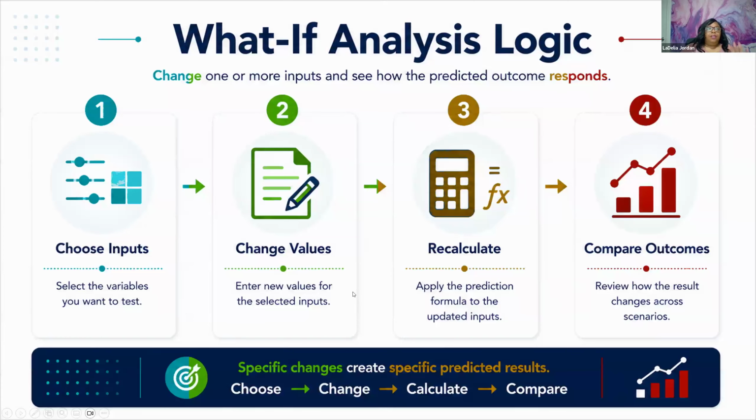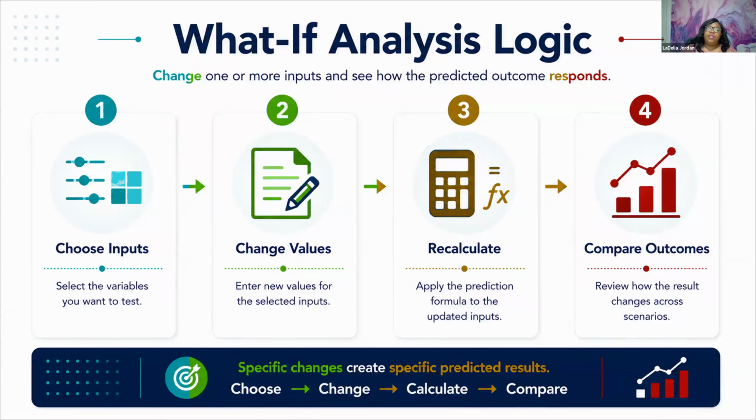Now, the what if process has four basic steps. First, we select the input we want to examine. What do we want to change? Second, we enter the proposed value. Third, we allow the prediction formula to recalculate. And finally, we compare the new result with our baseline. And the comparison is the part that gives the scenario meaning.